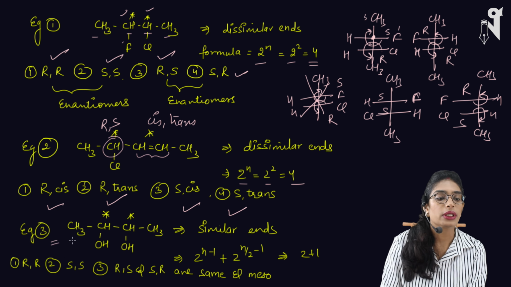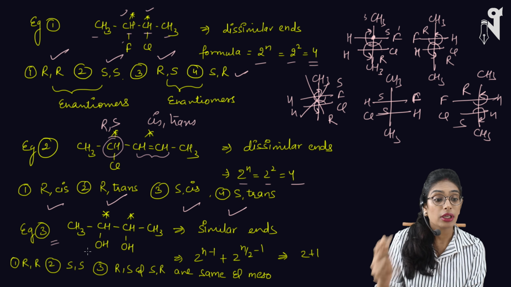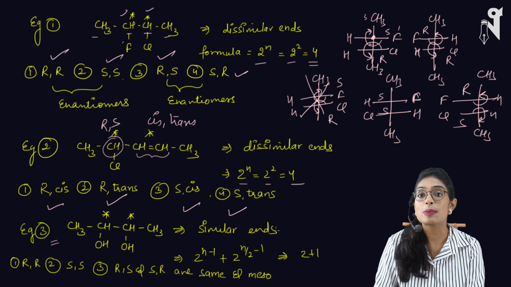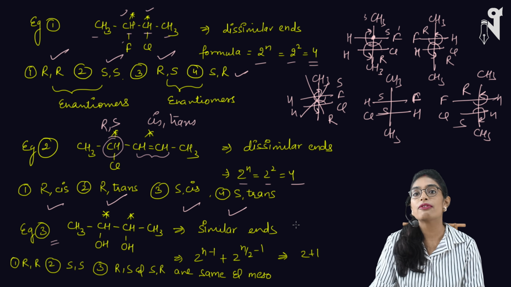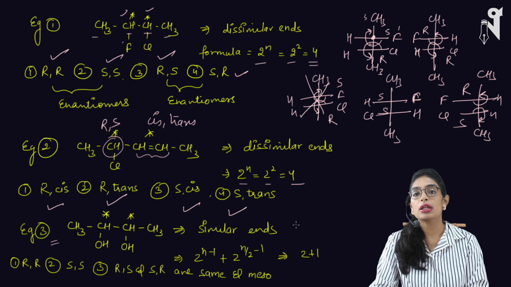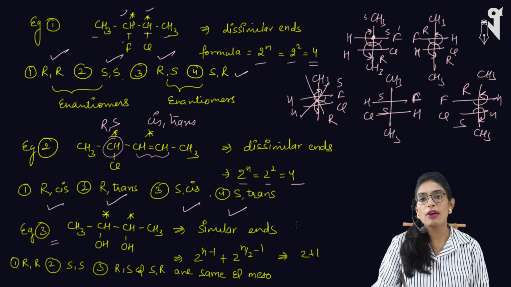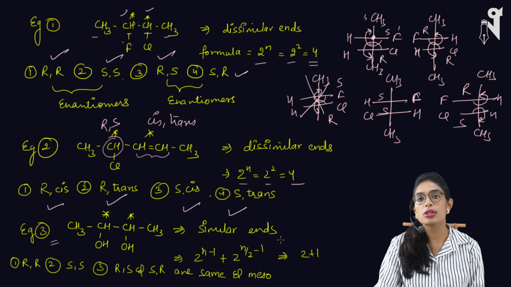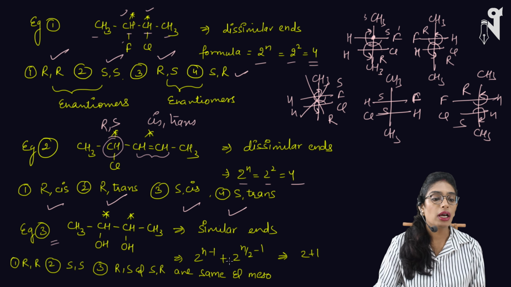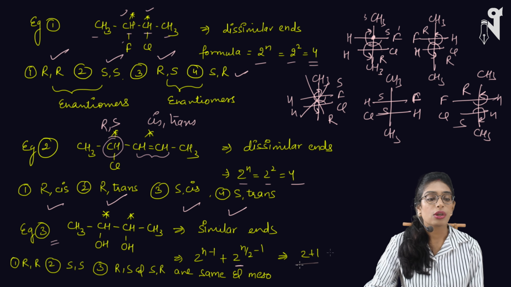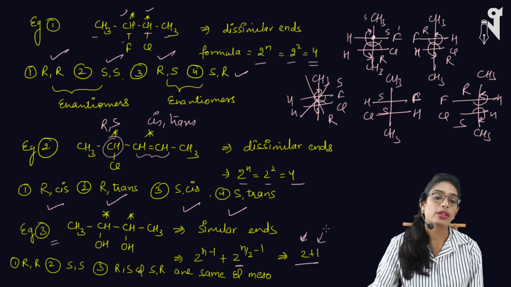Now look at question number 3. In question number 3, if you see, it has similar ends. Especially in the case of similar ends, you will find there would be many cases where meso compounds form. So here you have to be a little careful, and it is required to draw the structures. If I use the formula, I will get 2 raised to power n minus 1 plus 2 raised to power n by 2 minus 1. Two chiral centers are there. You apply the formula, the answer you get is 3. Two are optically active compounds and one is meso. So let's confirm whether it is right or wrong.